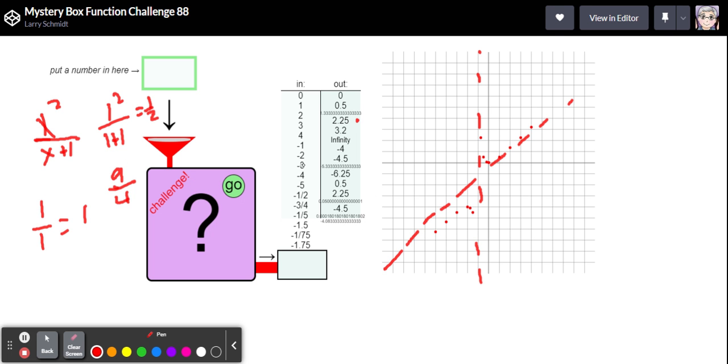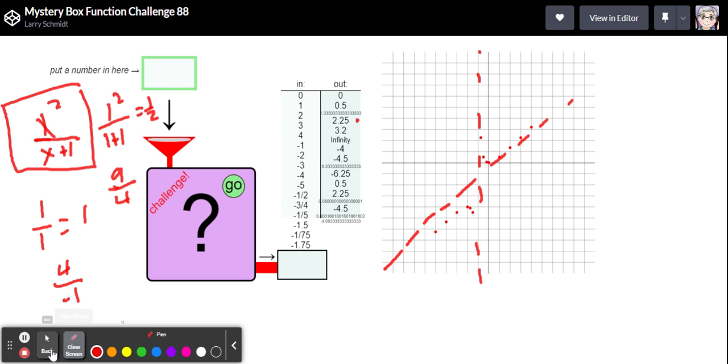Let me try maybe a negative number. What about this -2? So -2 squared would be 4, over -2 plus 1, so that'd be a -4. And when I put in a -2, I did indeed get a -4. These are squished a little bit, so they're kind of off from each other. But that -2 went with that -4. Yeah, that's that point right down there. Yeah, I think we have it. So I think this is actually our answer.